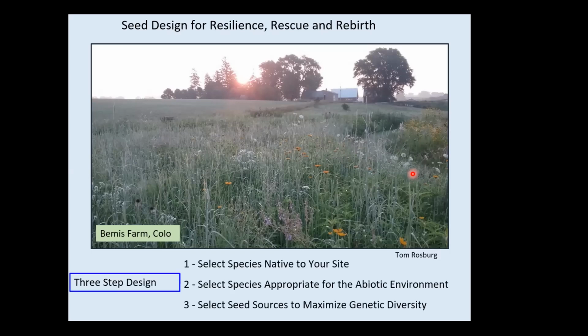Just a 3-step design. Yes, pick species native to your site. They have to be native to your site. Then, of course, pick species that are the right species for the abiotic environment. And then, because I've tried to stress the importance of genetic variation, you select seed sources to help maximize that.